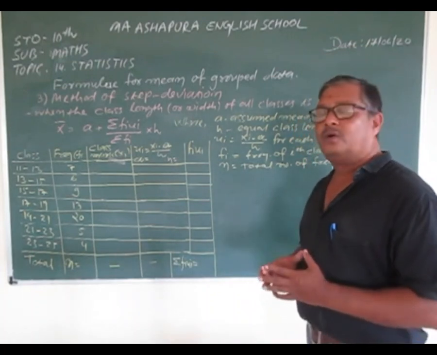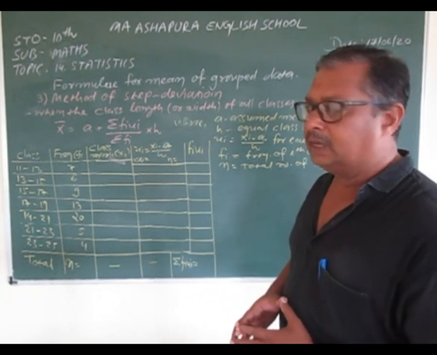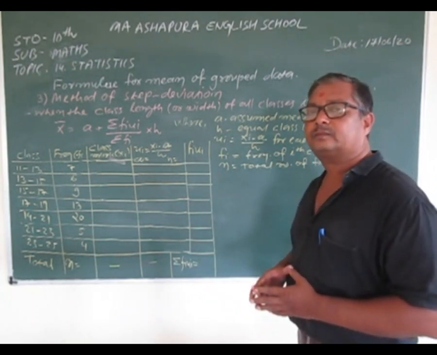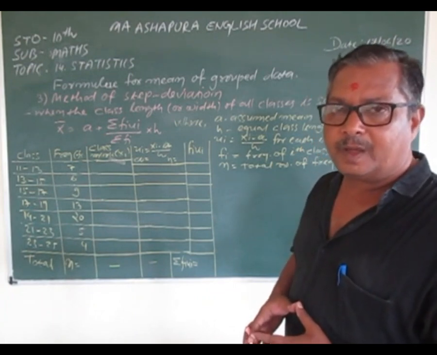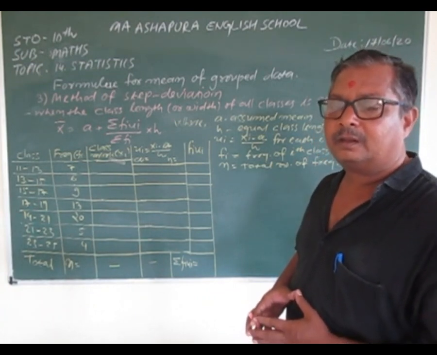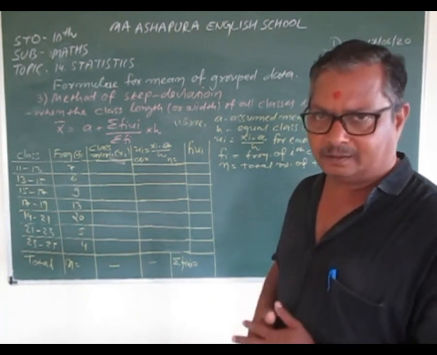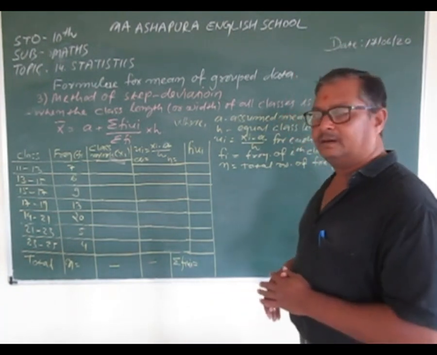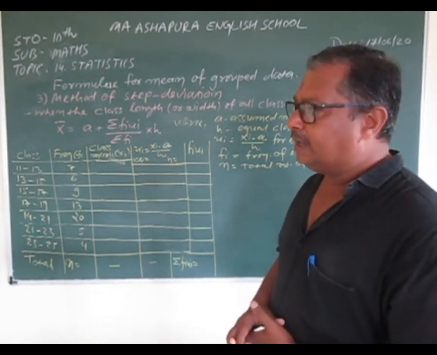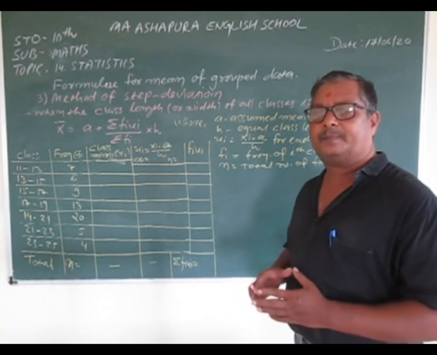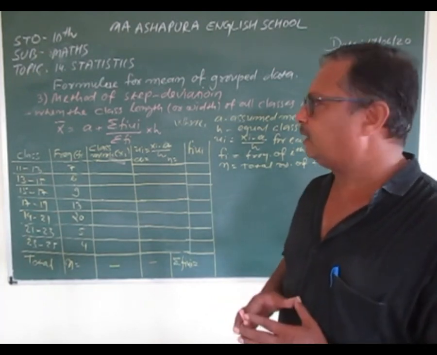Then in the next video, we learned another method. Which method did we learn? Do you remember? Yes, the method's name is the assumed mean method. And the formula we use to find the mean is x bar is equal to a plus sigma fi di upon sigma fi or n.